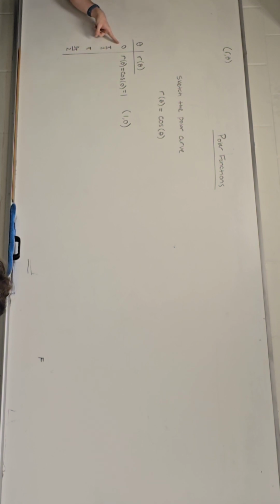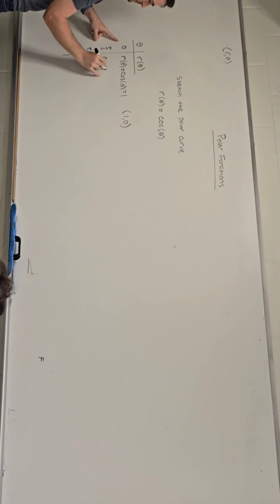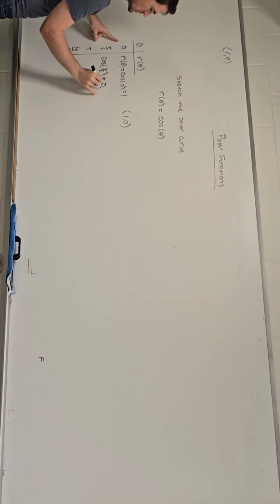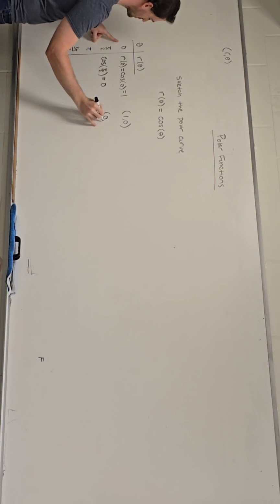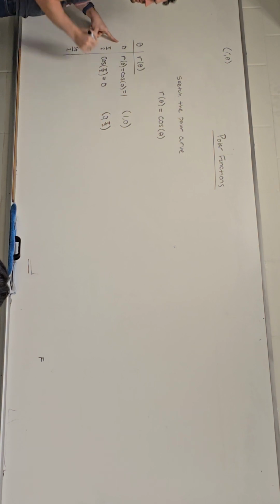So again, be careful. It's kind of flipped from what we're used to. Here, this would be the cosine of pi over 2. Cosine of pi over 2 is 0. So that is the coordinate 0 comma pi over 2.